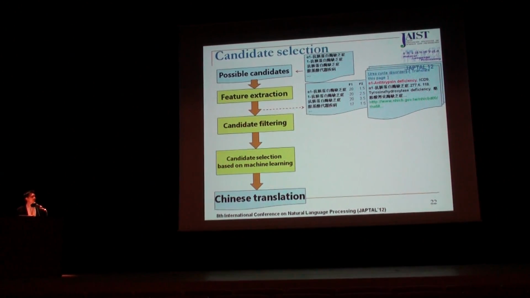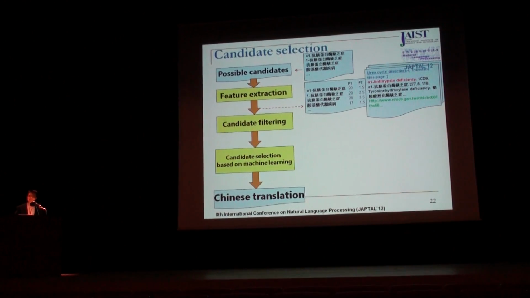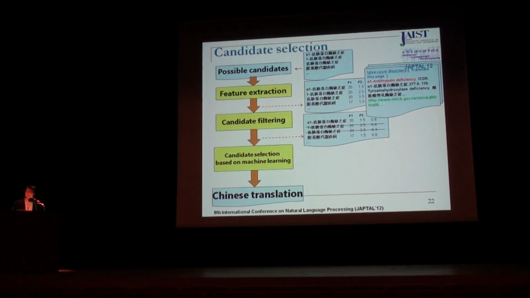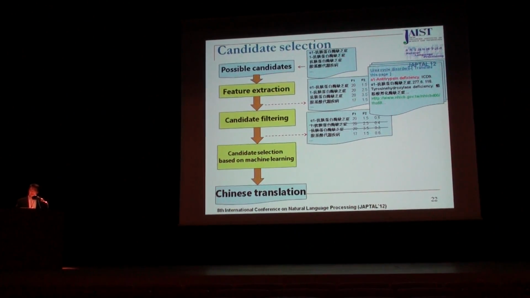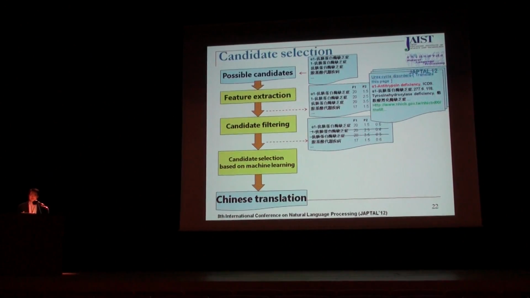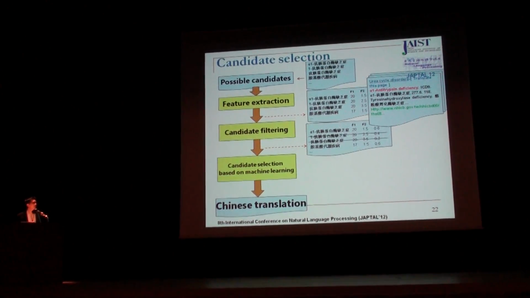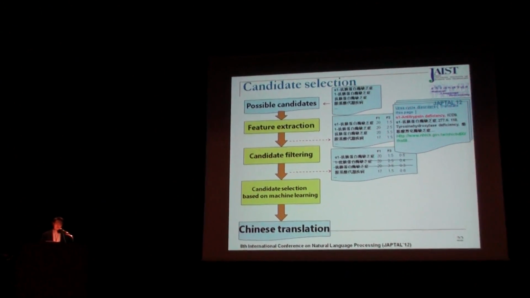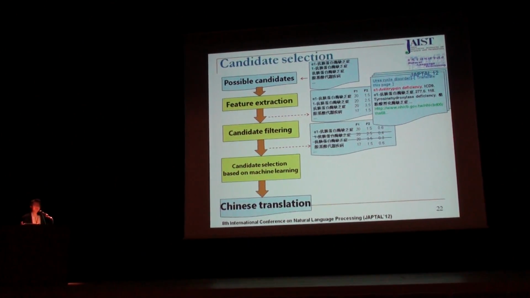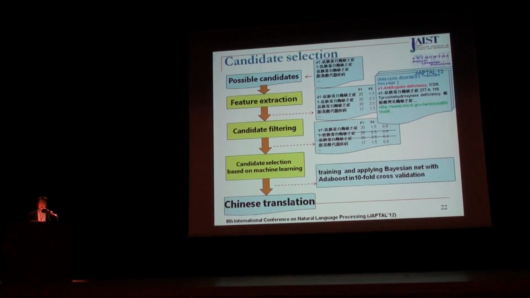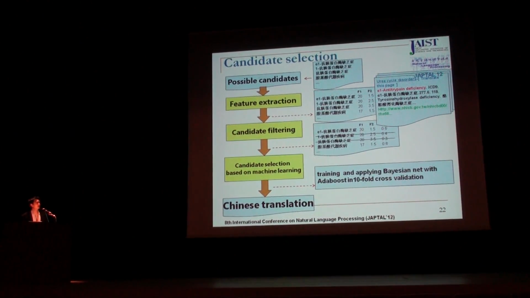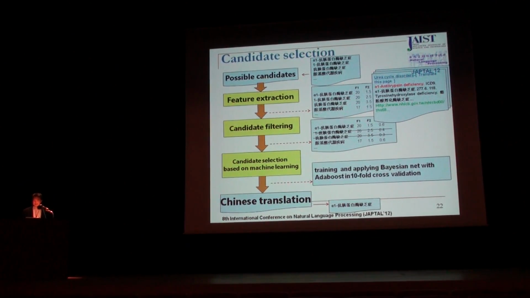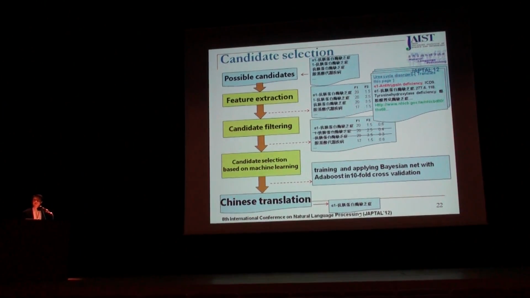We send the source term back to the internet to collect some web statistics. And once we have all of them, due to the fact that there could be a lot of noise when we use brute force to generate candidates, we use certain statistics such as location and co-occurrence frequency to rule out some possibly wrong candidates. We call it filtering. Once we've done filtering, we train and apply a Bayesian net with tenfold cross validation. And here we have the correct translation.